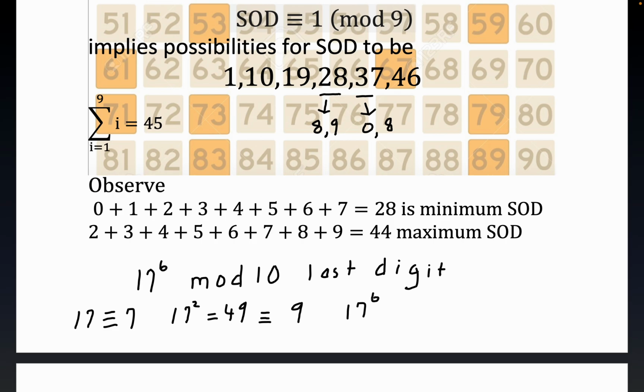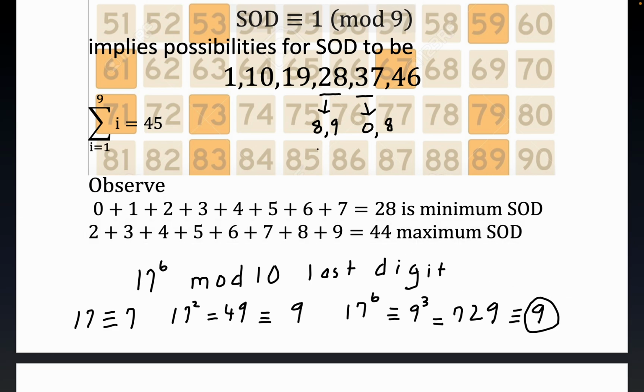17 to the 6th is congruent to, since we cubed this, we have to cube this, right? It is congruent to 9 cubed. But this is an easy calculation, right? It's easier than 17 to the 6th. This is equal to what? 9 cubed is 81 times 9, which is 729, which is congruent to 9, right? So you see, that means that the last digit of 17 to the 6th is 9, okay?